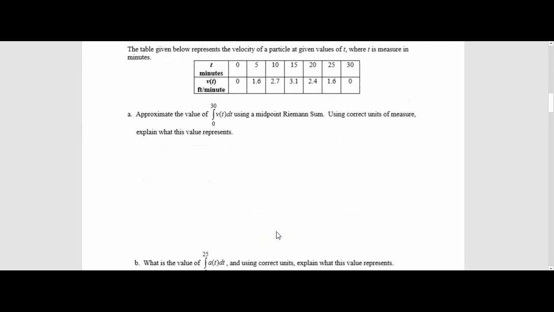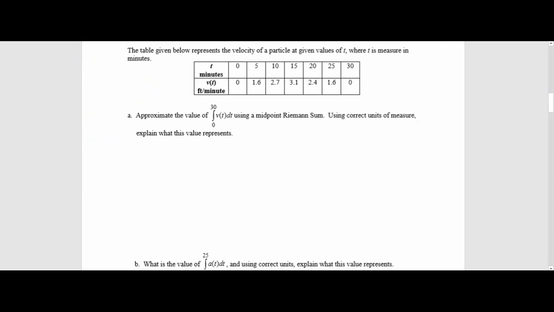So here we're back to particle motion. This table represents the velocity of a particle at given values of t, where t is measured in minutes. You can also assume that this is a continuous function. So the derivative is continuous, which means the original function is continuous. I know they don't say that, but we're going to assume that.